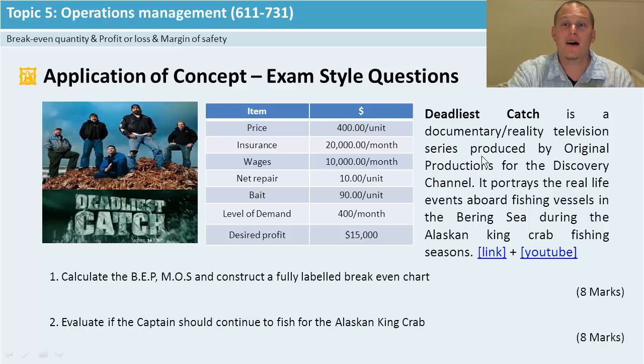Okay, Deadliest Catch, what's the break-even point on this one? So we've got 30,000 on top here, and we're going to do 400 minus the 100, so it's going to be 30,000 divided by your 300. So we're going to get ourselves 300 units.